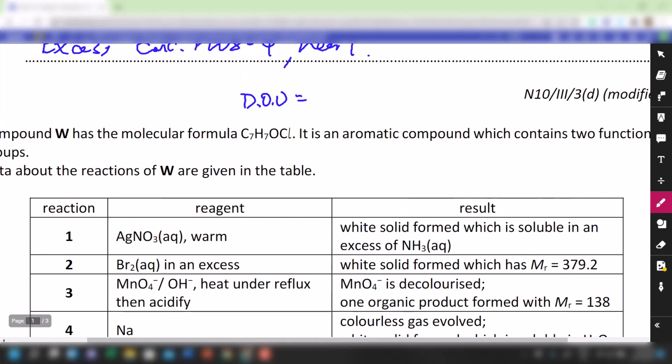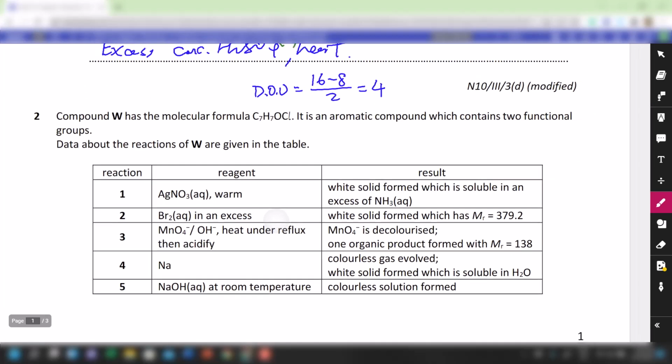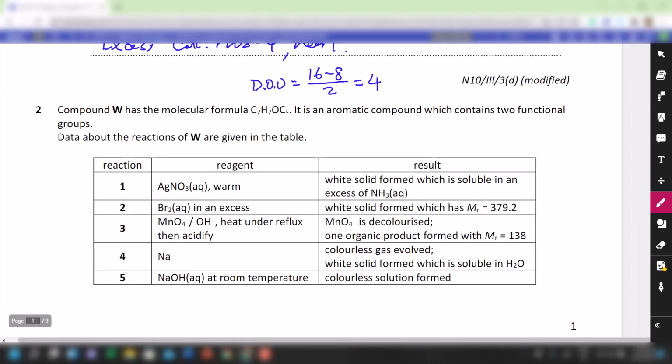So therefore the maximum number of hydrogen that a 7 carbon unit can have, assuming that it's an alkene, will be 2n plus 2, so that will be 16. Minus 8 hydrogen, divide by 2, so in this case the degree of unsaturation will be 4. So 4 degrees of unsaturation, given that it's a relatively simple elucidation kind of question, you might suspect that a phenyl ring might be present.